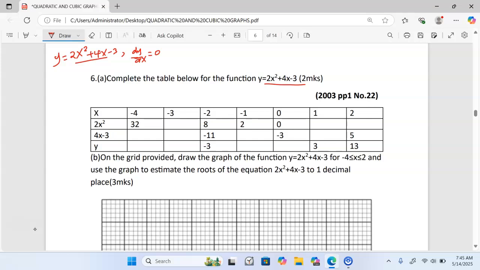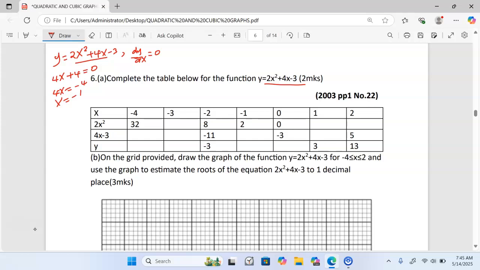So if you differentiate the given function, that is 2x² + 4x − 3, you will get 4x + 4, and then you equate this to 0. 4x is going to be equal to negative 4. You divide both sides by 4, x is going to be equal to negative 1.